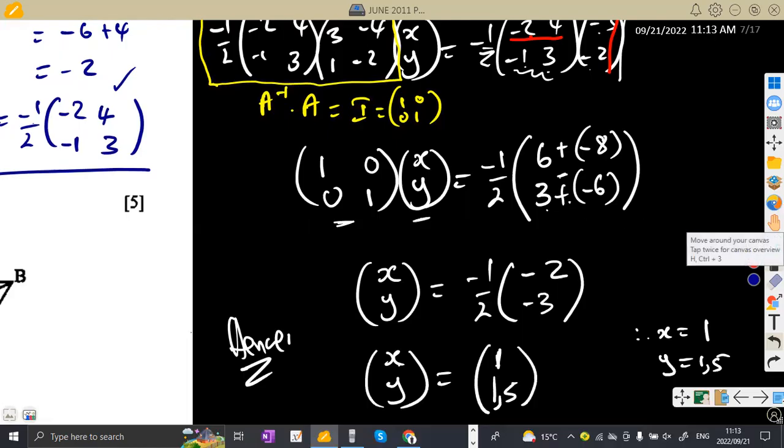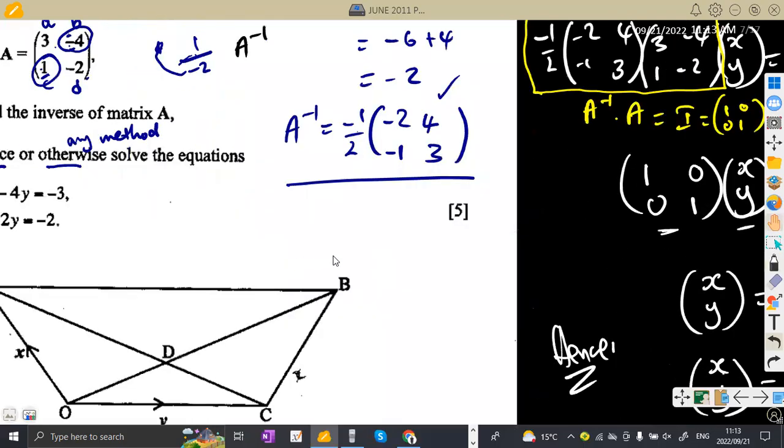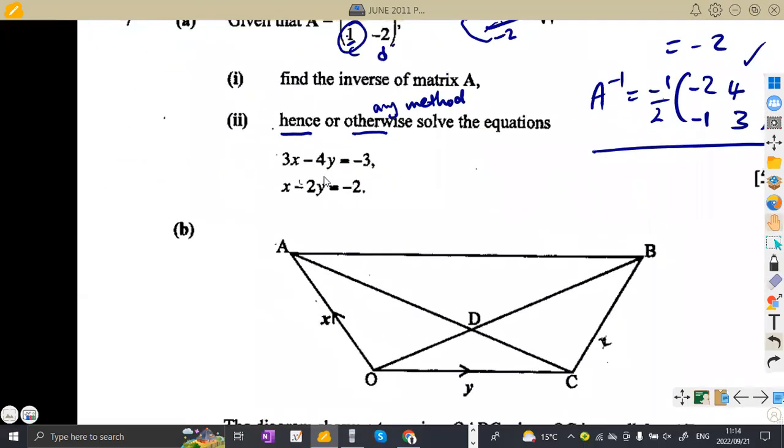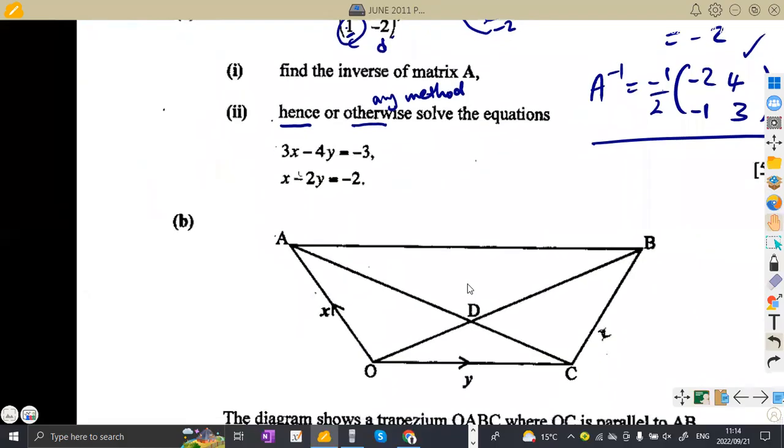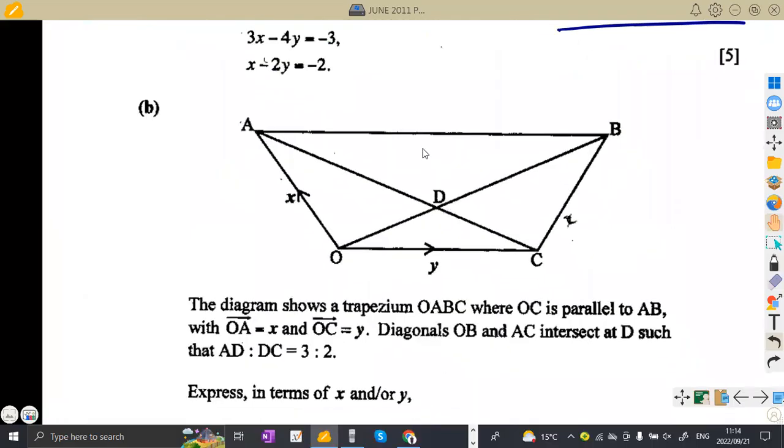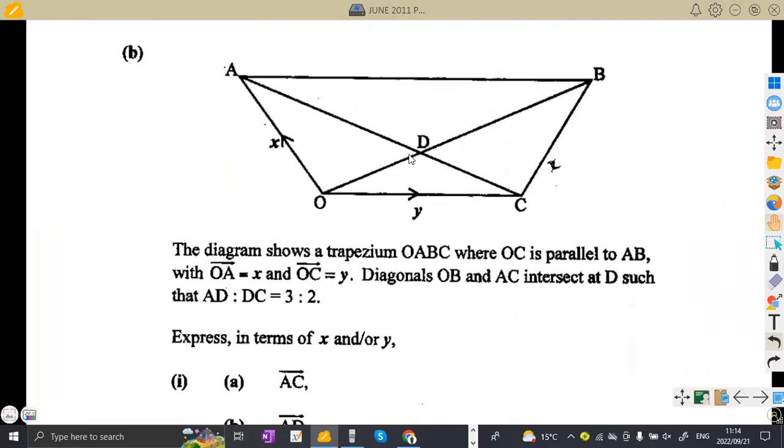Okay, so what I want you to do is that from this question, I want you to solve this simultaneous equation using any method of your choice that you are used to, and see if you're going to have the same answers as the ones that we had from that part. Okay, so the B part was now on bearing. We are given that the diagram shows a trapezium.